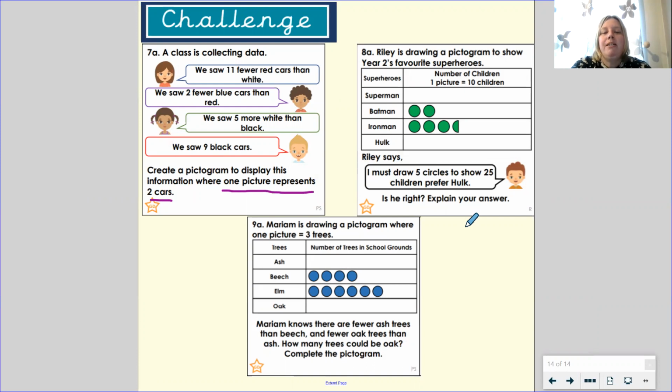Finally, Mariam is drawing a pictogram where one picture equals 3 trees. Mariam knows there are fewer ash trees than beech and fewer oak trees than ash. How many trees could be oak? Complete the pictogram. Remember to upload your work onto Tapestry for me.